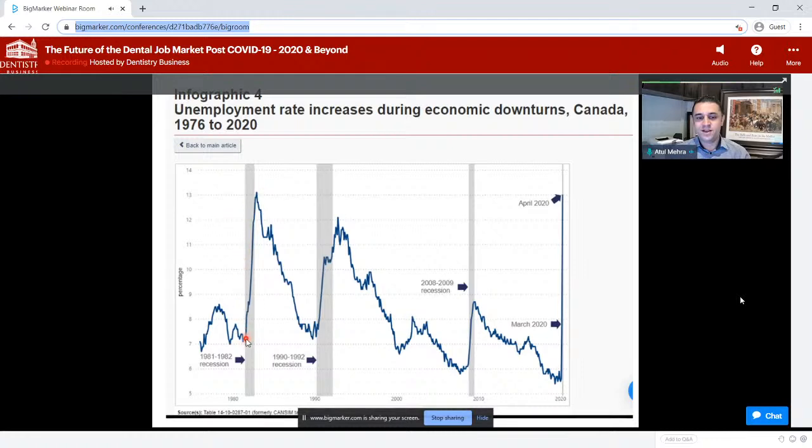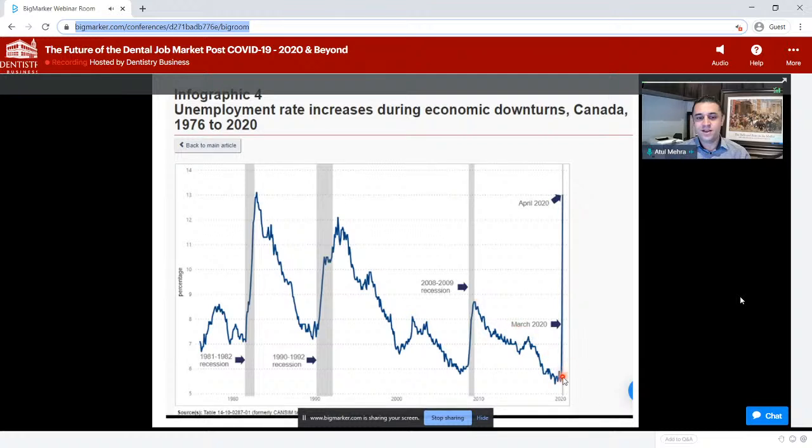For example, in 1981 and 1982, the unemployment level at the beginning was maybe at 7%, and it peaked up to 13%, but it didn't happen until later on in the recession as things progressed and deteriorated. The same thing happened in 1990 to 1992. It didn't actually get up to 12% until later along the way. And similarly in 2008 to 2009, same kind of thing. It wasn't until later on in the recession that the unemployment rate went from 6% to 9%.